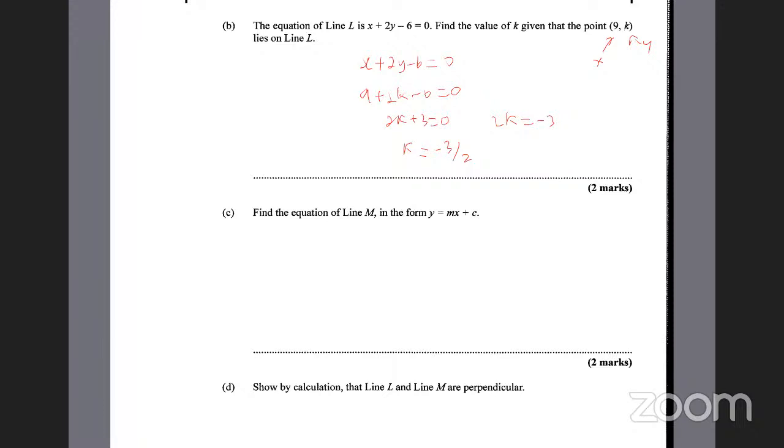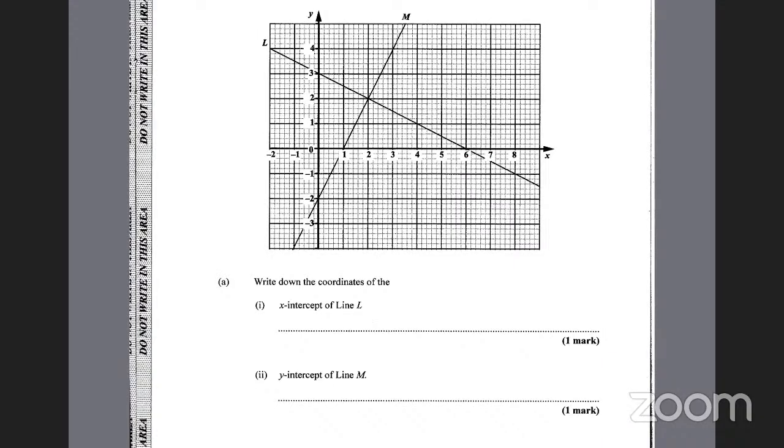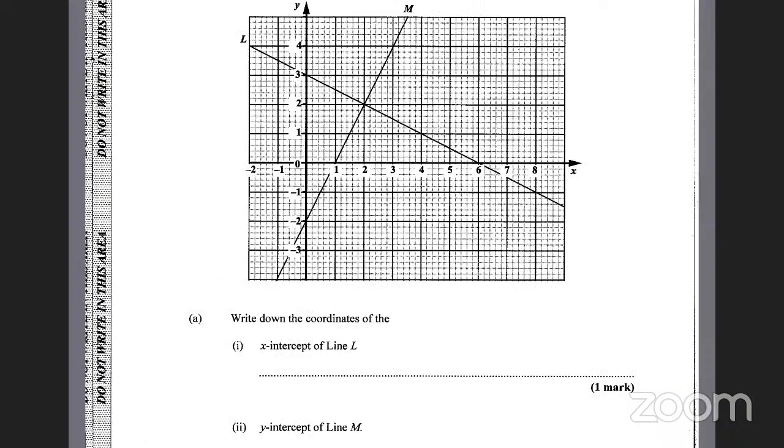Find the equation of the line M in the form y = mx + c. I think I forgot the line. Hold on, I'll go back and get it, right? The line M, actually I have to do it right here. Which one is M? This one is M, right? The y-intercept c, that's -2. I just need to get the gradient, right? So I could pick any two easy little random points and plot it, right? I'll pick here. I'll pick (1, 0).